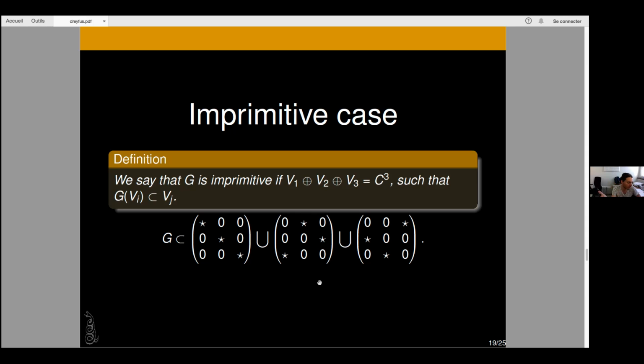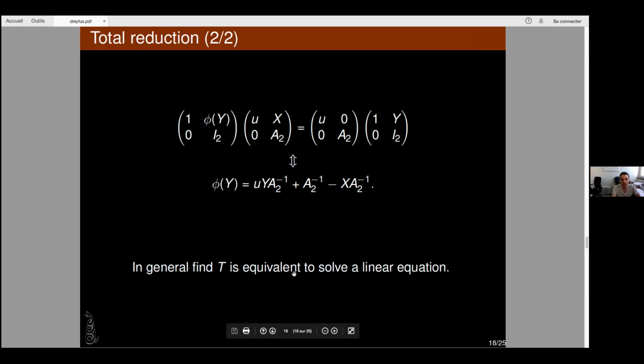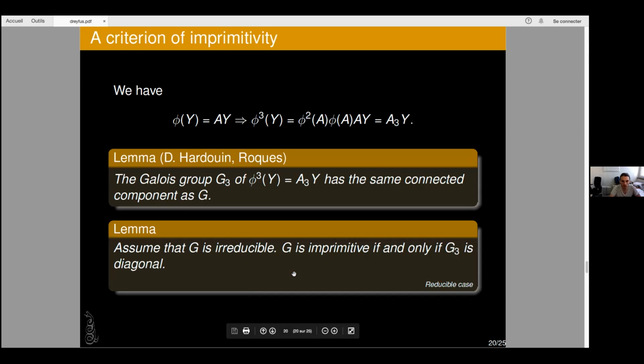Saying it in another way, every element of G makes a cycle of length 3 on the V_J. So it means that if you iterate 3 times, you find the identity. So it means that you are block diagonal. So we have a criterion to check if J is imprimitive or not. You just consider the equation that is generated by that, and you just have to say if it's irreducible or not.